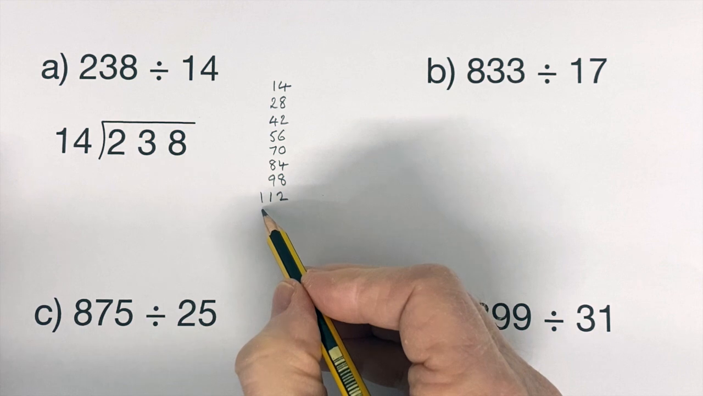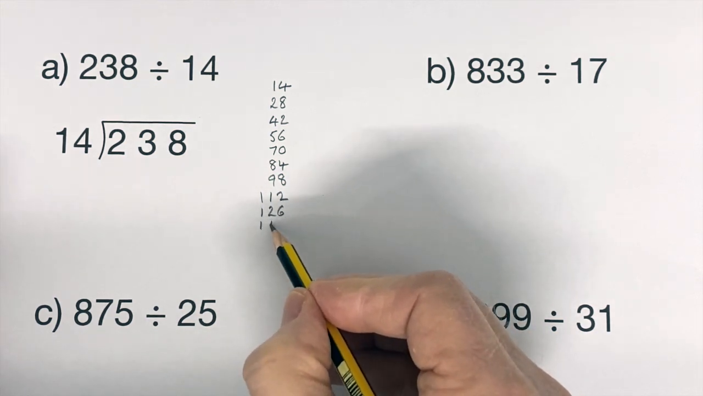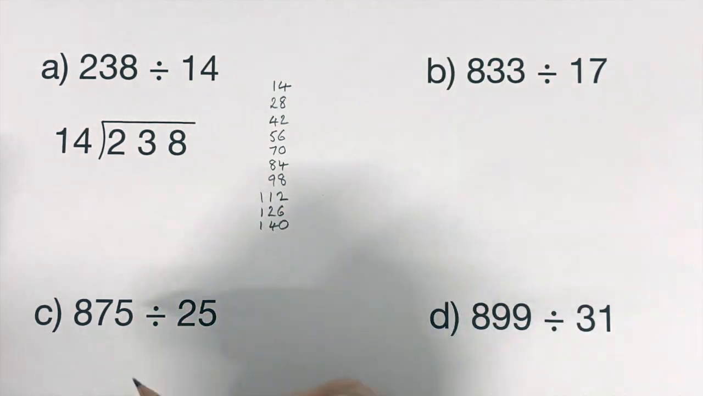9 14s will be 126, and of course 10 14s are 140. Using that information to help you with that one, you'll have to work out the others yourselves.